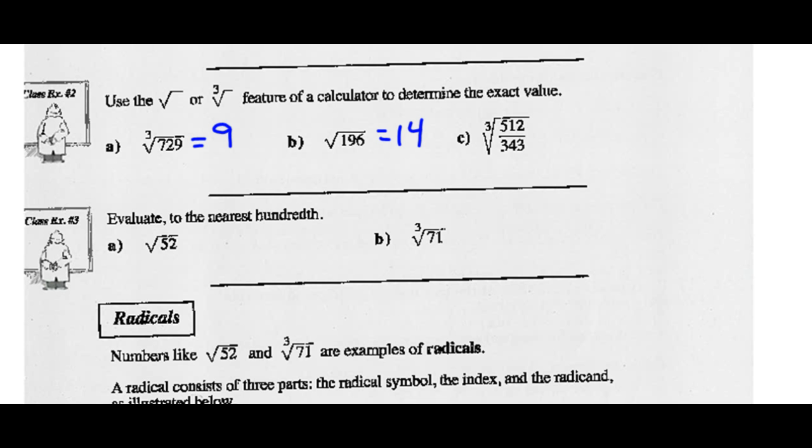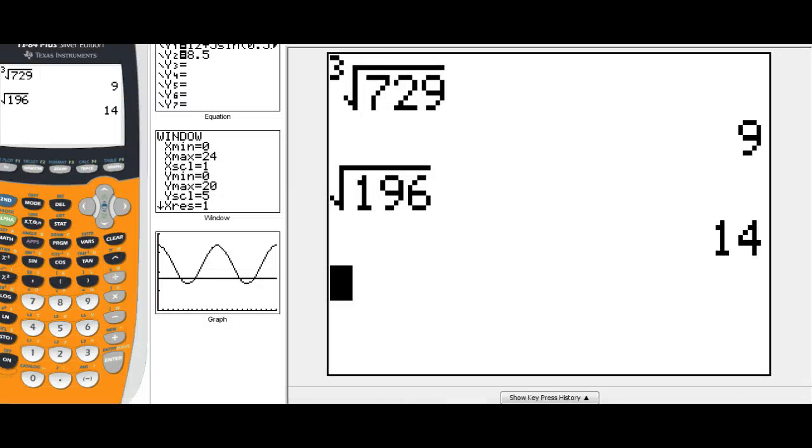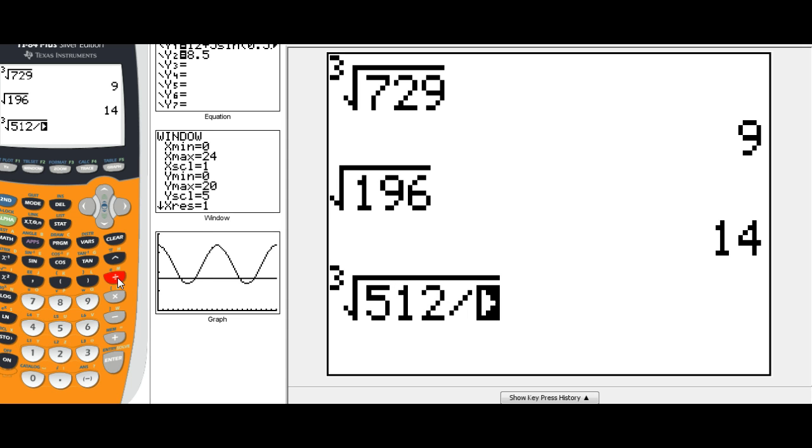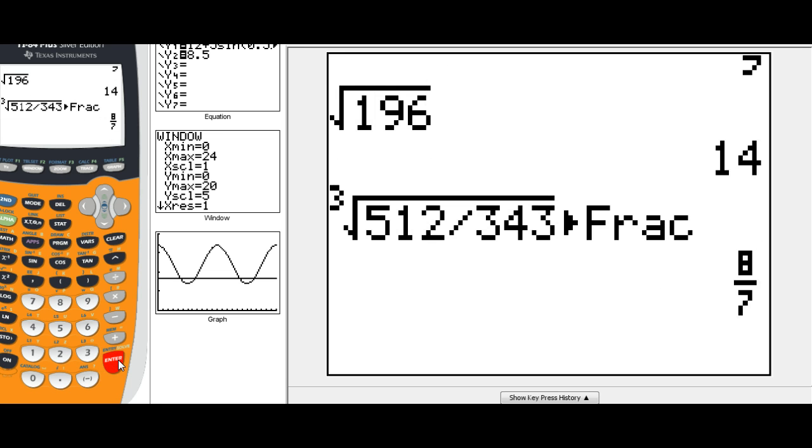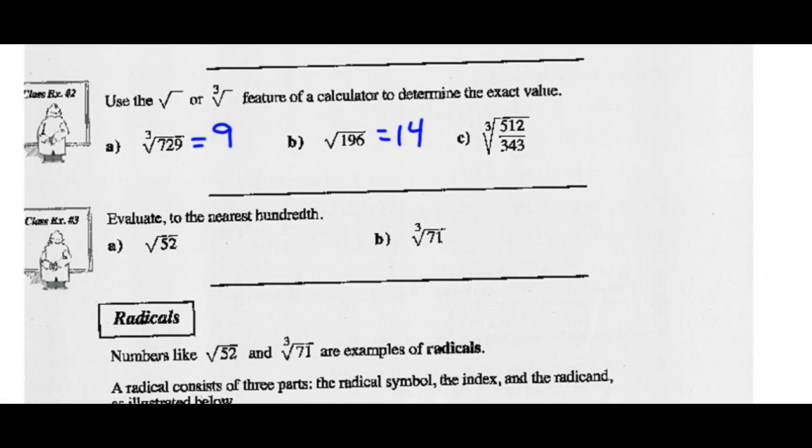And the cube root of 512 over 343. Cube root of 512 divided by 343. Because that's given as a fraction, let's hit our math fraction button and answer as a fraction. That'll be 8/7. So what that means is the cube root of 512 is 8. The cube root of 343 is 7. Those all have exact values, so you would say these are all rational numbers.